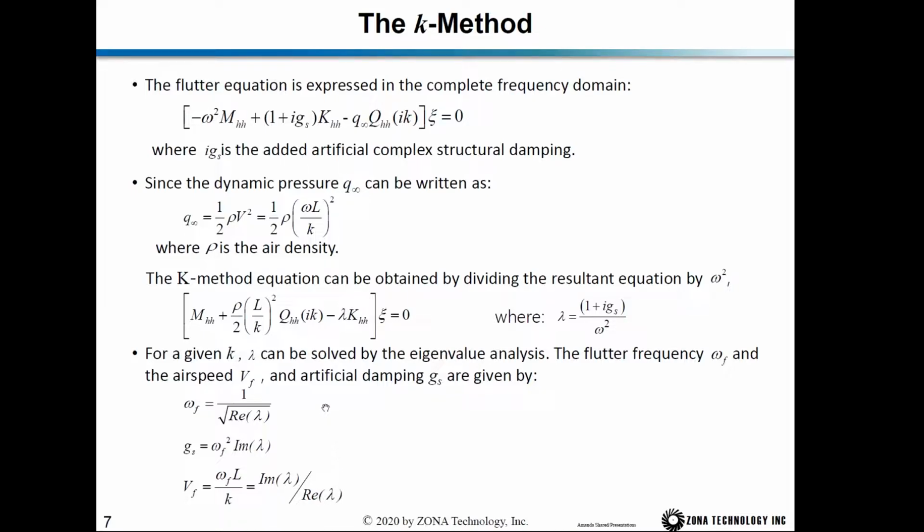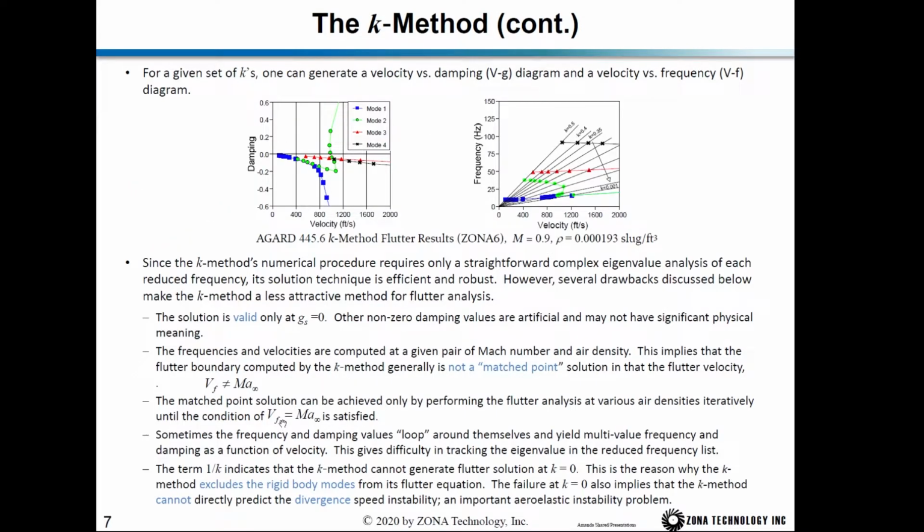So if we have 4 modes and the size of the matrix is 4 by 4, for a given rho, we get 4 sets of velocity, frequency, and damping. Then we change the K value, and we get another set of frequency, damping, and velocity. So this is the so-called VG diagram. This is called the VF diagram.